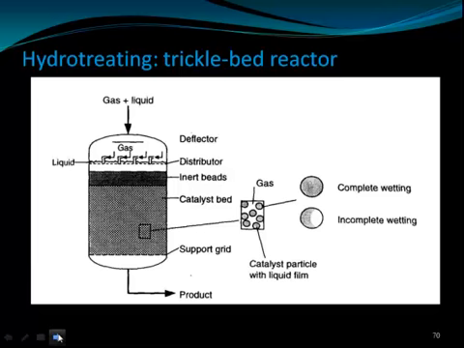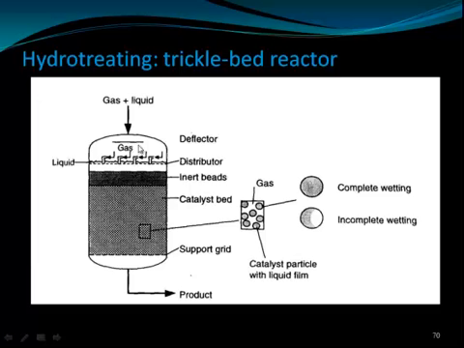Then in the trickle bed reactor, here we can see gas-liquid separation will take place. So we have the catalyst bed, then the support grids, and the catalytic particle with the liquid film. It should be completely wet in order to have good mass transfer. And then we have the inner beds, and here the gas and liquid are coming.